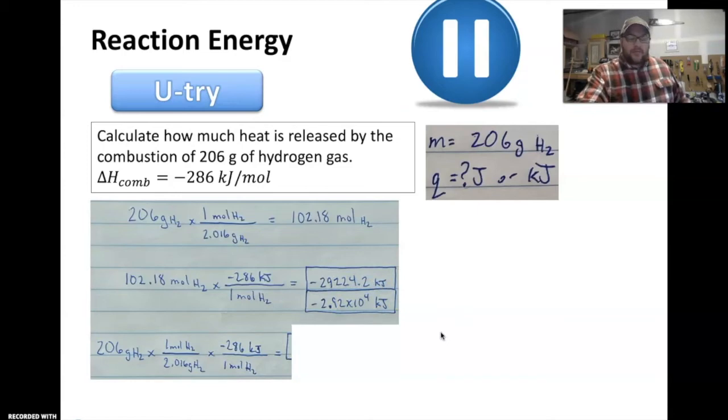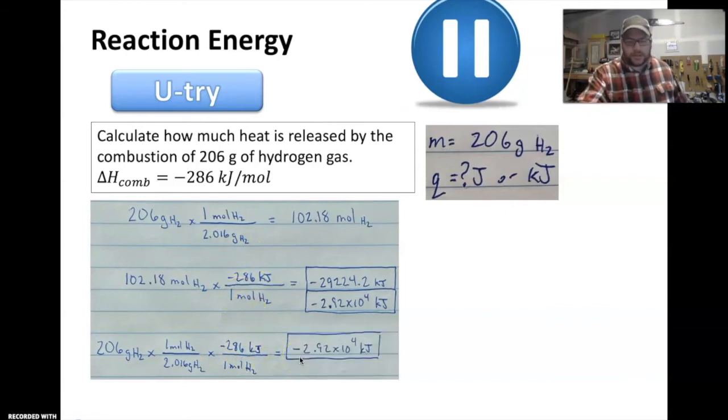All right, now there's another way that we can actually do this. Instead of doing it in multiple steps, we could do it all in one step. We could take our grams, convert to moles by dividing by our molar mass, and then go straight into canceling out our moles with another conversion, which is that heat of combustion, and multiply by it. You end up with the same answer. So you could do it in 2 steps, or you can just do it in 1 step.